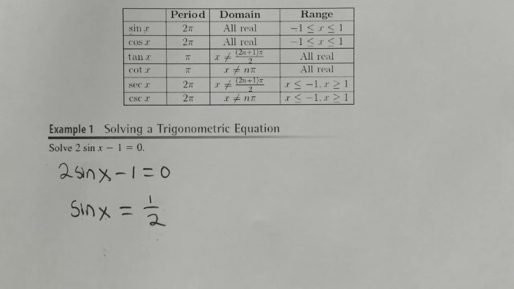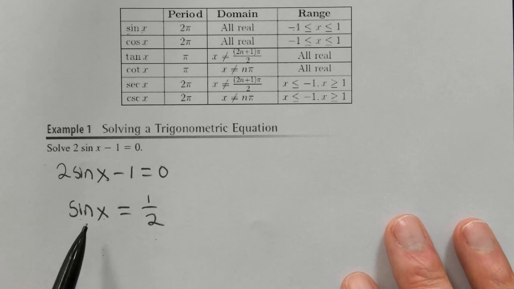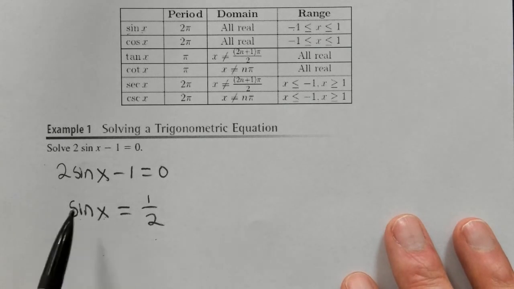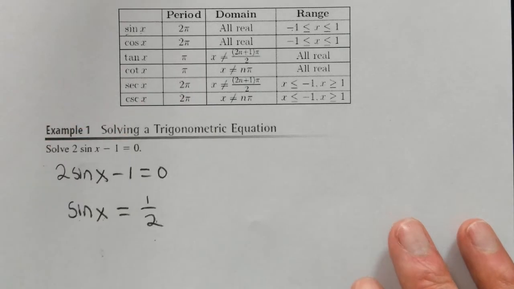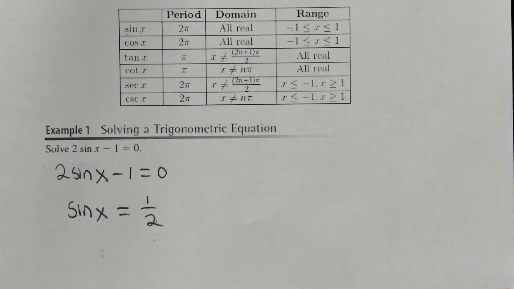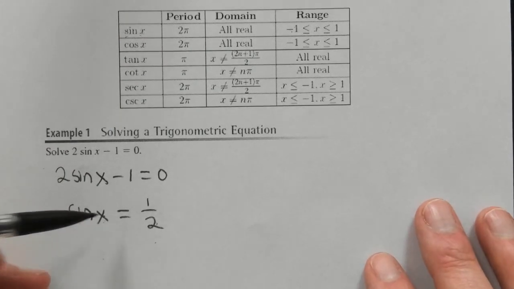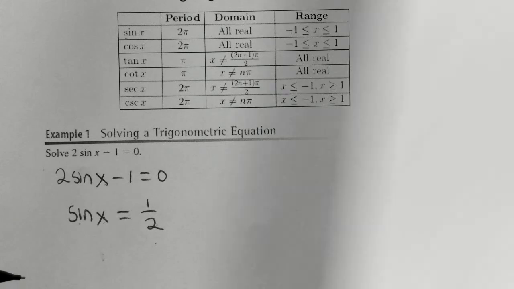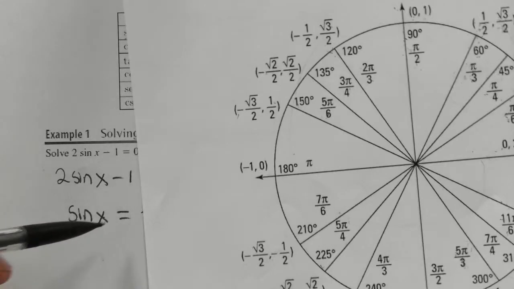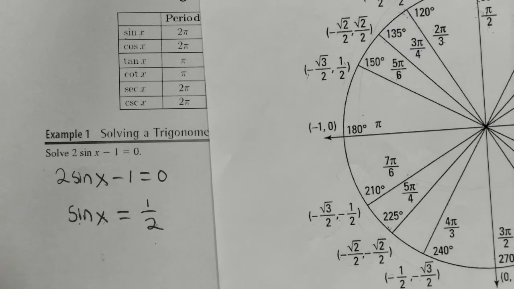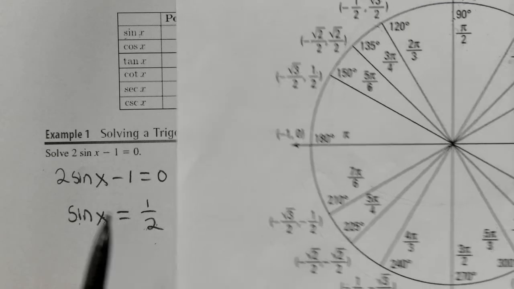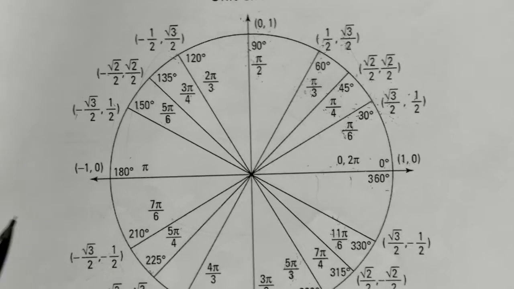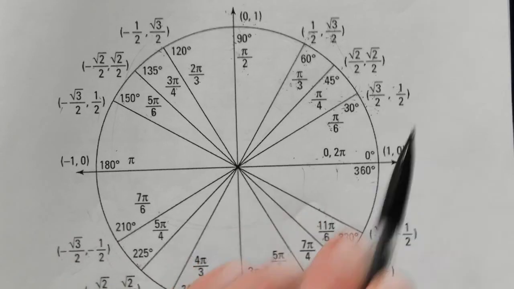Okay, so what are we looking for here? We're looking for angles whose sine is equal to 1/2 within this 2 pi period. So that 2 pi would be the entire unit circle. So we need to find angles on the unit circle whose sine is 1/2. Well, remember, on the unit circle, the sine would be the y portion, right? So I'm looking for places on the unit circle where the y is equal to 1/2. And so I find one here at pi over 6.